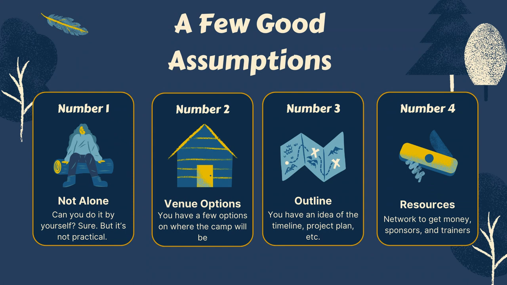And number four, you've got resources. Or at least you have a network in order to access some resources. Like, you can get money somehow, hopefully through legal means, everyone. And you can try to get trainers or people to actually have sessions if you're doing a full camp. You have an ability to get who you need to be there. So these are our assumptions going into this talk.